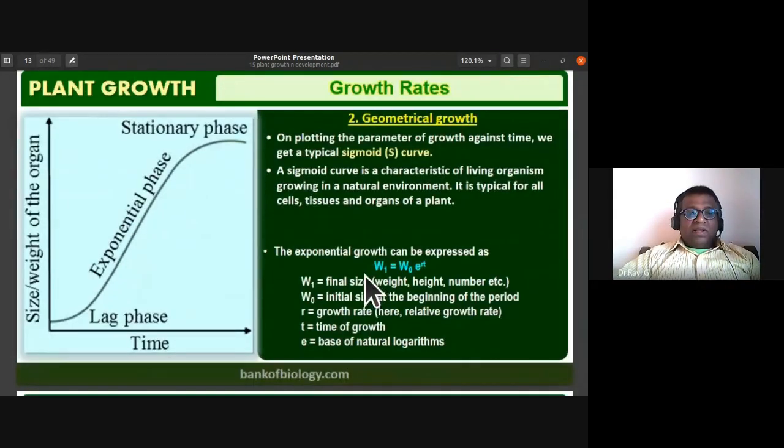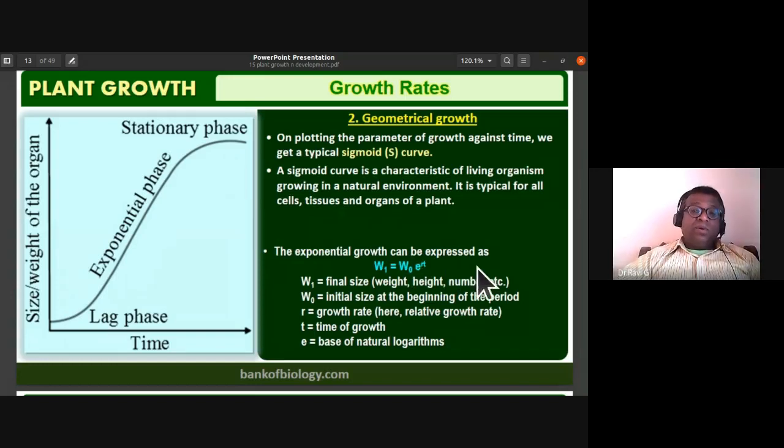The sigmoid curve is a characteristic of a living organism growing in a natural environment, so it exhibits geometric growth. It is typical for all cells, tissues, and organs of a plant.